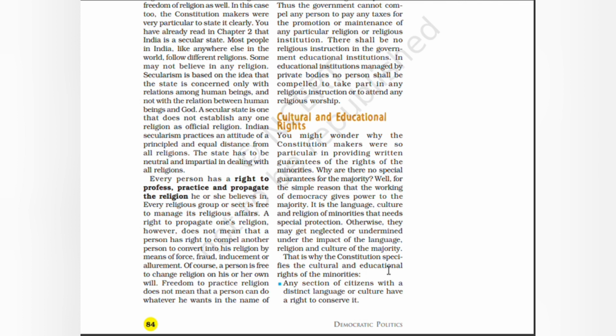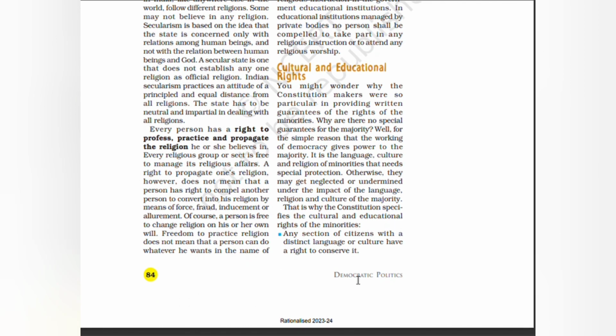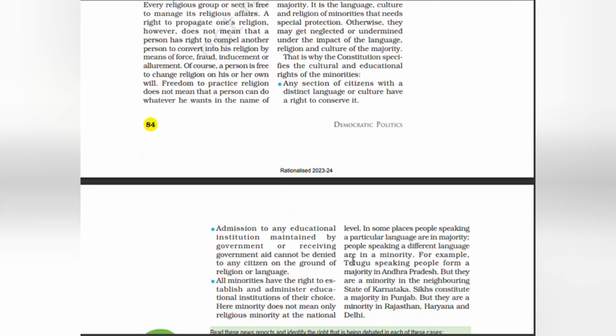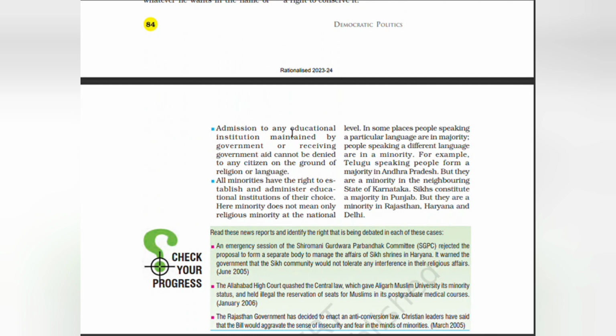That is why the Constitution specifies the cultural and educational rights of the minorities. Any section of citizens with a distinct language or culture has a right to conserve it. Admission to any educational institution maintained by government or receiving government aid cannot be denied to any citizen on the ground of religion or language. All minorities have the right to establish and administer educational institutions of their choice.